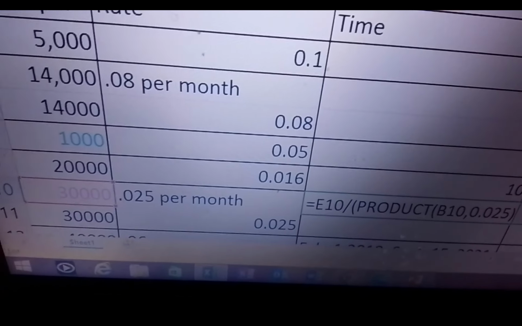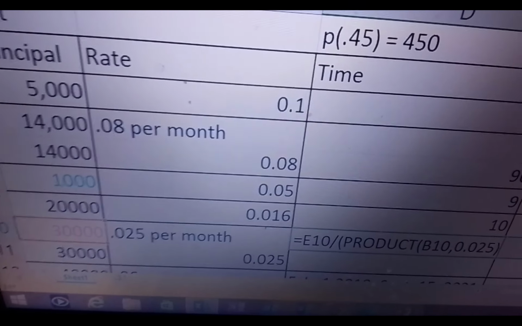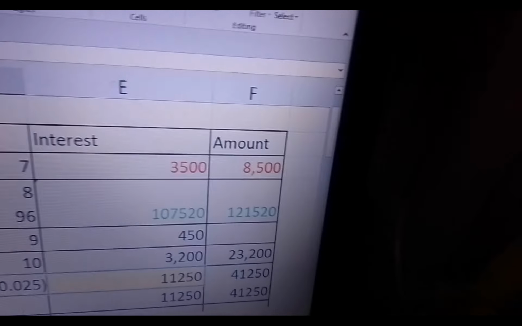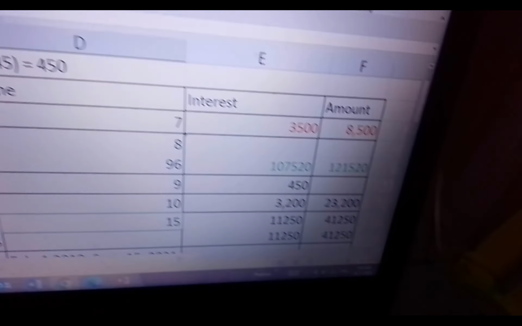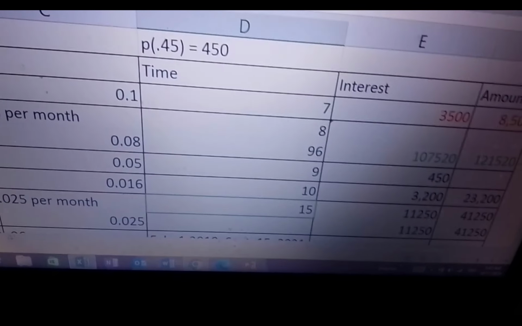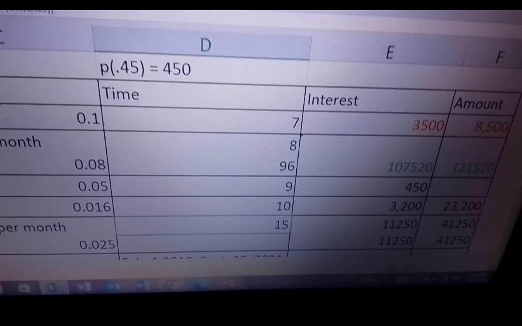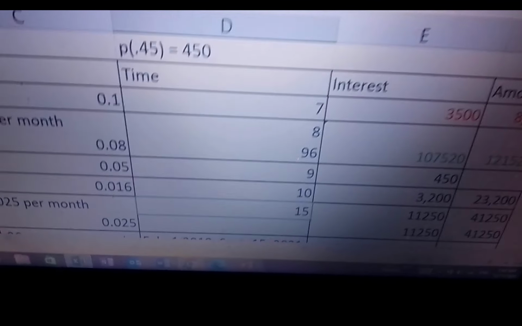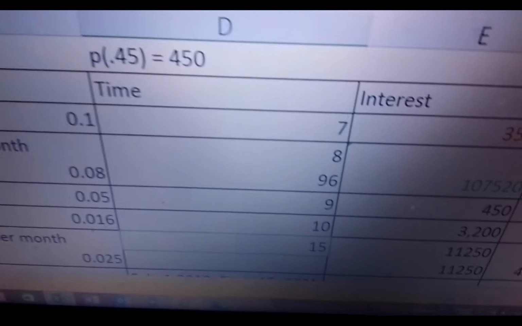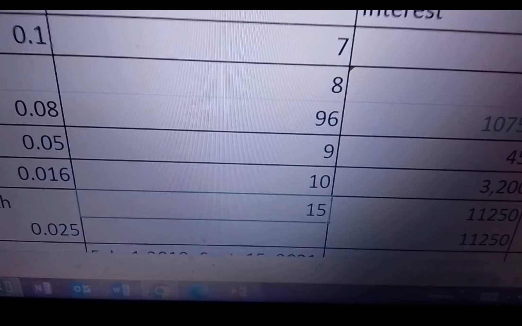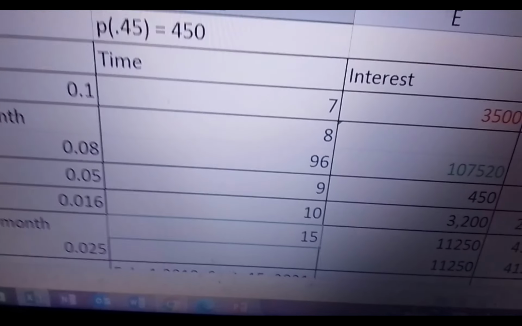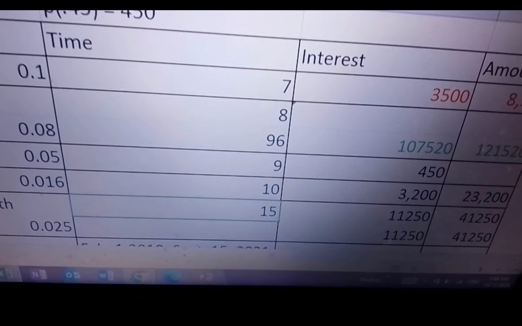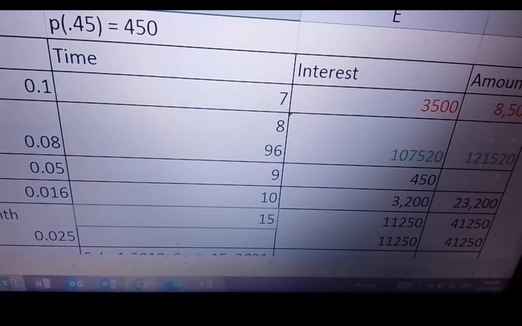Ang ginawa ko ay ganito. Remember, this is what we're going to do. Ito yung solution ko. We have P times R times T equals I. So, if you understand the formula, yung product ng B10, it's right here, times the interest rate, which is 0.025, which is right over there. P times R. Pero we don't have the T because that's what we're looking for. And then whatever answer we get from the two, we need to divide E10, which is the interest, by that. And you're supposed to get 15.